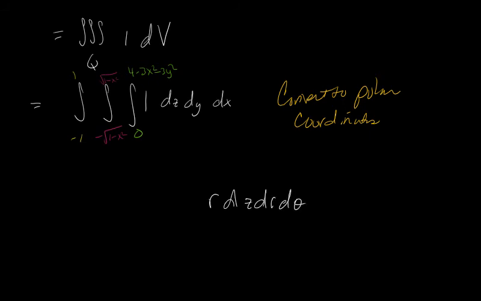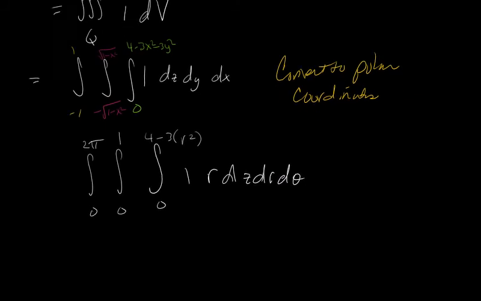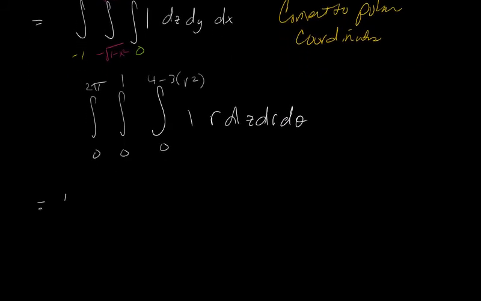Okay. Our integrand is still just 1, right? And then our integral on z is still the same, except in polar coordinates. That's going to be 0 to 4 minus 3 times r squared. Okay. Then r is going from 0 to 1, and theta is 0 to 2 pi. So this will be a much, much easier thing for us to integrate. So let's go ahead and do that. So that's going to be equal to the integral from 0 to 2 pi of the integral from 0 to 1 of rz evaluated from 0 to 4 minus 3r squared dr d theta.